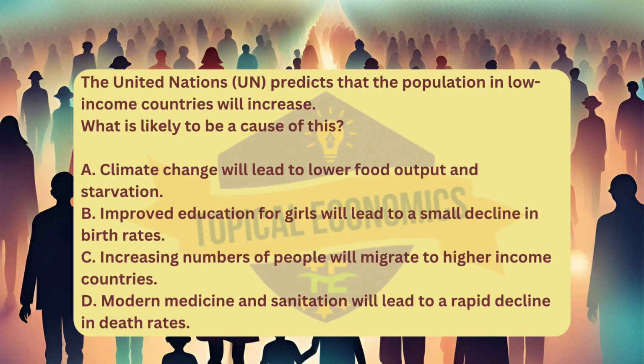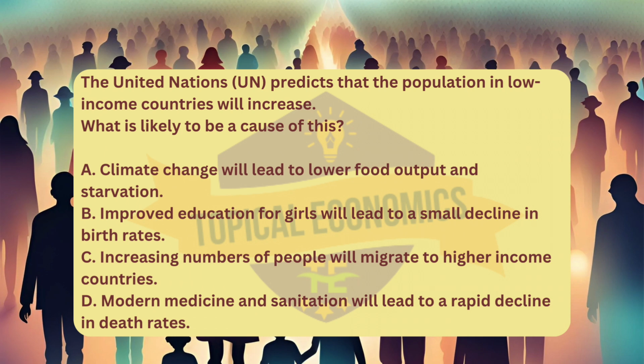Moving to the 8th question. The United Nations, UN, predicts that the population in low-income countries will increase. What is likely to be a cause of this? A. Climate change will lead to lower food output and starvation. B. Improved education for girls will lead to a small decline in birth rates. C. Increasing numbers of people will migrate to higher-income countries. D. Modern medicine and sanitation will lead to a rapid decline in death rates. Reference, 2021 February-March version 2.